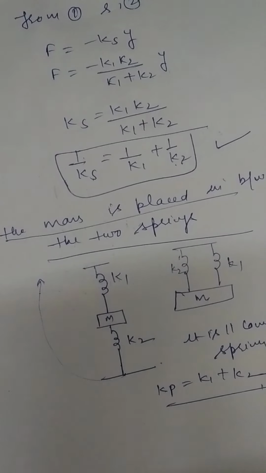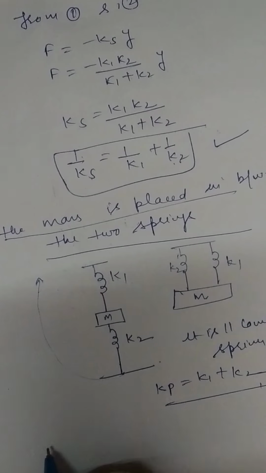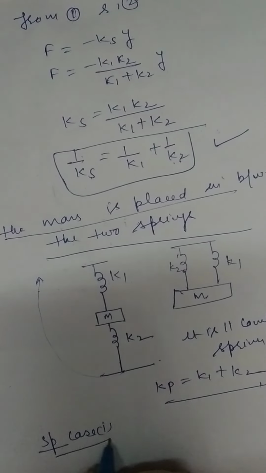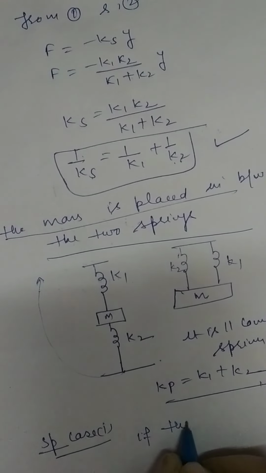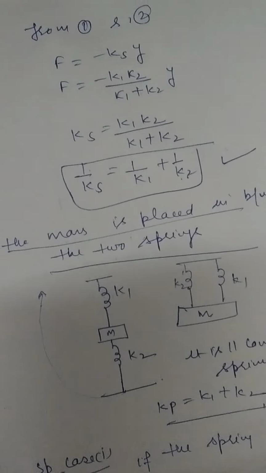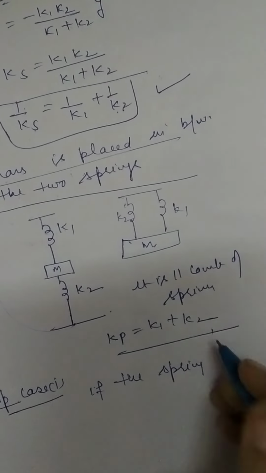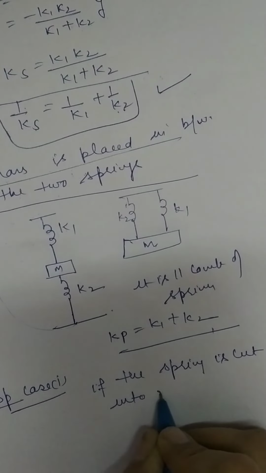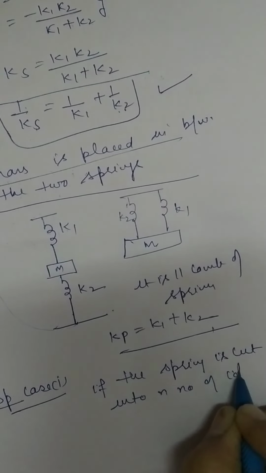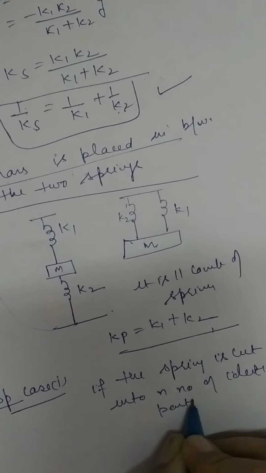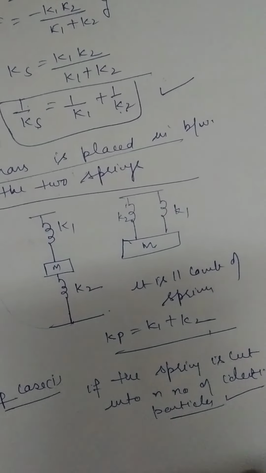If the spring is cut into n number of parts, now there is a special case in this. If the spring is cut into n number of identical parts, what is the spring constant of each part? What is the time period of each spring?